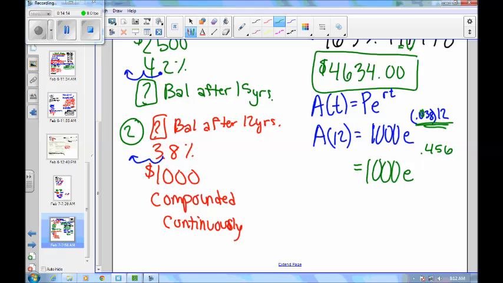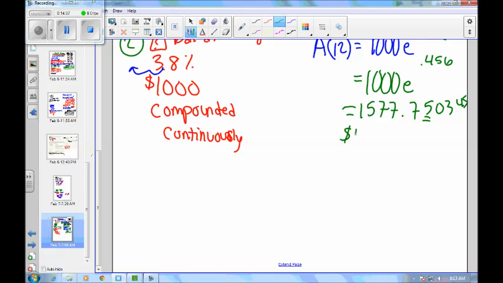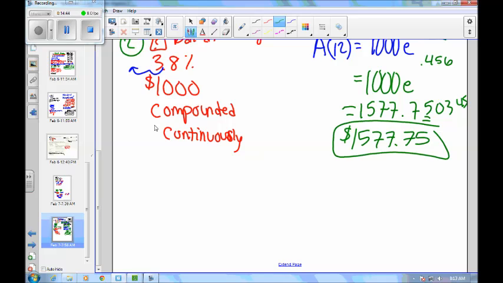Okay, so we should have gotten 1,577.750345 on the calculator. So look at the penny. After the penny comes a 0. 5 or more, up the score; 4 or less, let it rest. So what do we do with the 5? Let it rest. So $1,577.75 is the correct value. Any questions on interest?